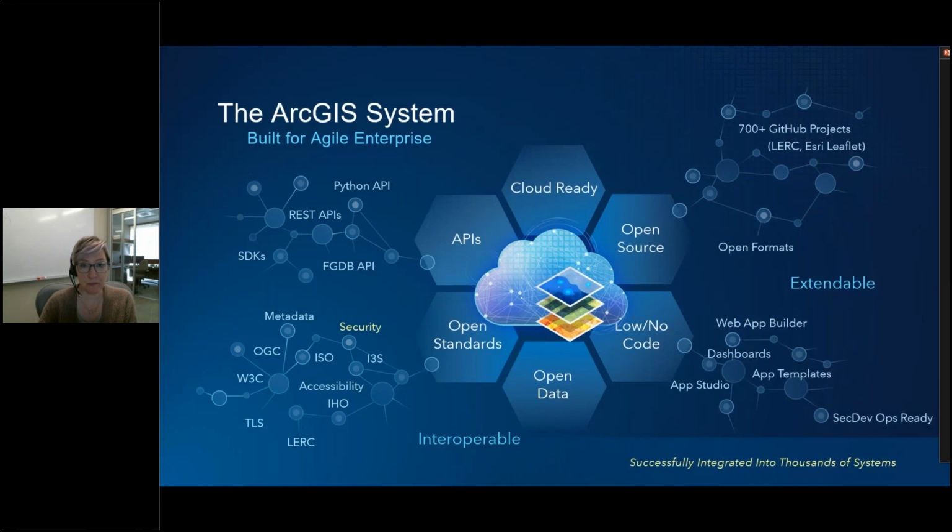ArcGIS is an open system designed to integrate into large, heterogeneous, and constantly evolving systems. Esri partners and customers integrate ArcGIS into the systems used in national security organizations around the world. It works with industry-based open standards. It provides open data. It leverages open source and includes hundreds of open source projects. It's configurable and extendable using low or no code applications. And it provides several APIs and SDKs to extend GIS into your own workflows.